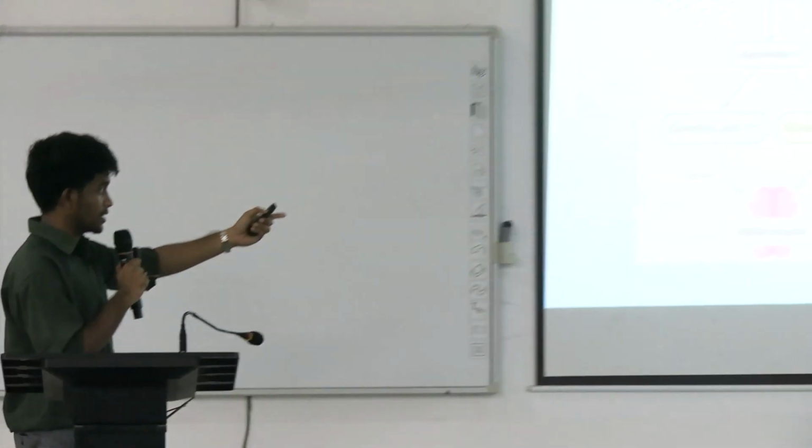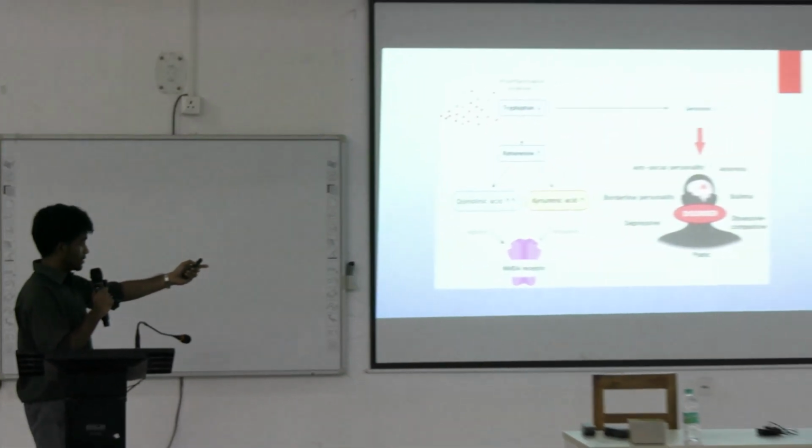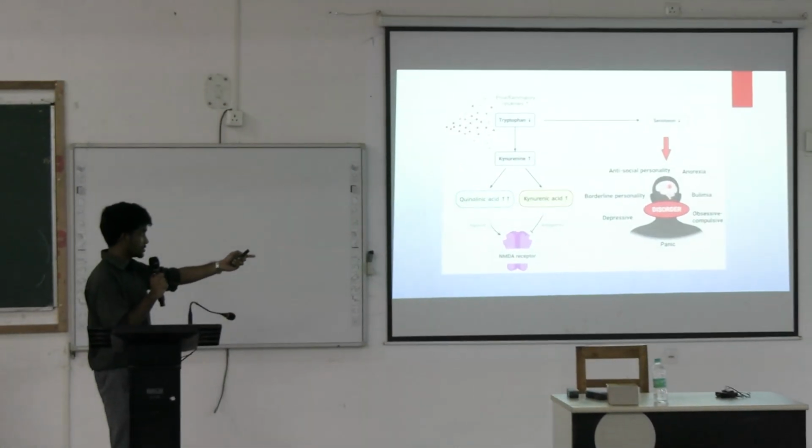Here we can see that less tryptophan secretion leads to less serotonin secretion, leading to antisocial personality, anorexia, borderline personality, bulimia, depressive symptoms, panic, and obsessive compulsive disorders.